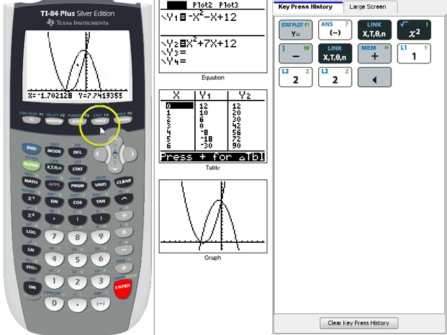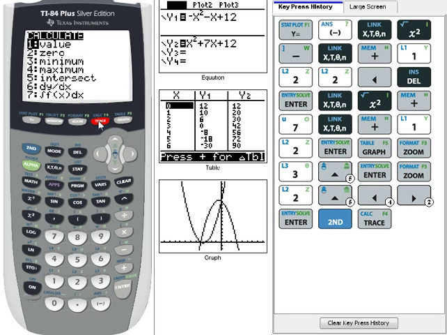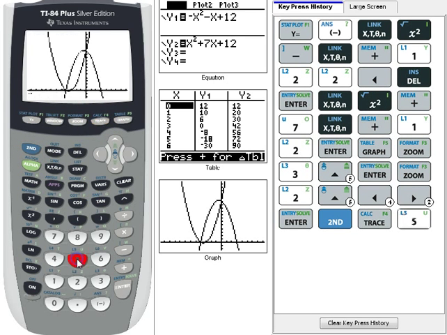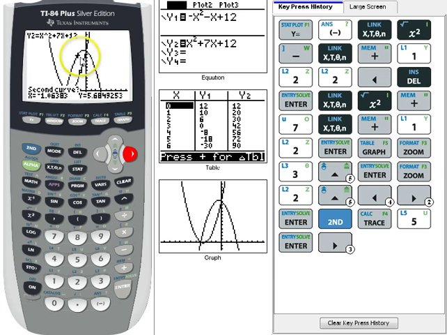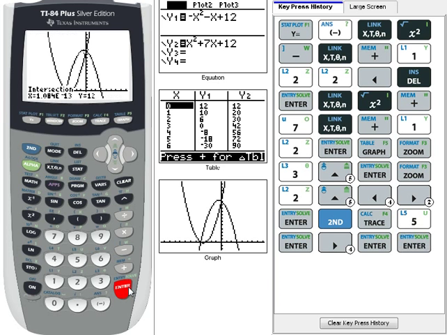Then we want to get to the calc function. So second, trace, and then we want to calculate the intersection. So option 5. Now it's asking for the first curve and it'll ask for the second curve. So you want to get close to one of the intersections. Since we're close to here, we'll go ahead and do this one. That's the first curve, hit enter, and then move our spider guy. It's on the other graph and sort of close to the intersection. Second curve, hit enter, and then you want to guess, and then this is going to be your intersection.